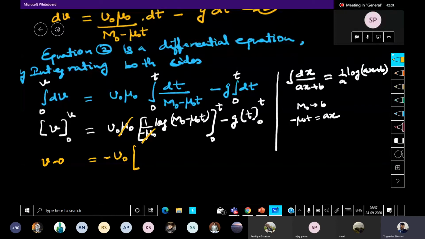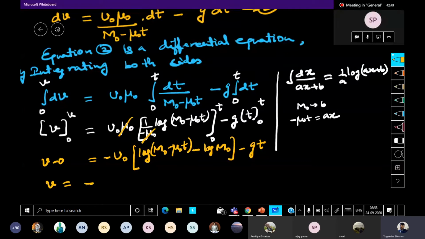into, so let me apply the upper limit. The upper limit will be log of m naught minus mu naught t, minus, now I am putting the lower limit. So in place of t, I am going to put 0. So that will be log of m naught, because minus mu naught t will be 0. So this is for this minus gt. Okay.